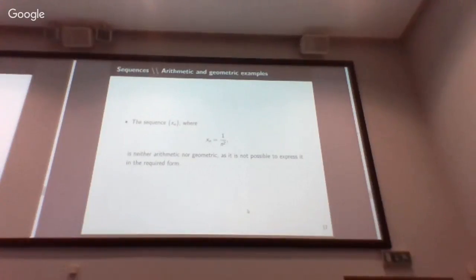Increments from one sequence element to the next are getting smaller and smaller, so certainly they're not constant. And if you were to look at the ratio between one term and the one before it, they are getting smaller and smaller as well. Okay, so there's no fixed difference or fixed ratio. So that's just some definitions and examples. Any queries on that or clarification that I could provide?